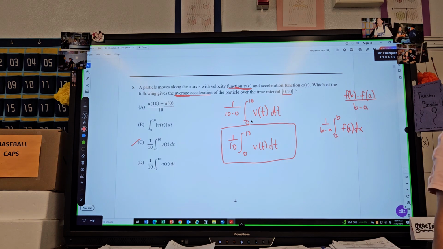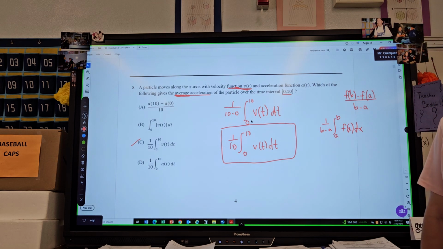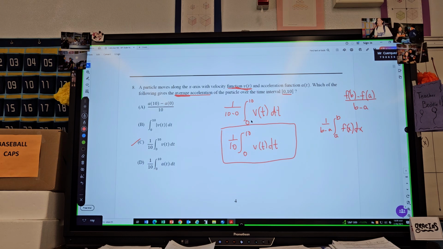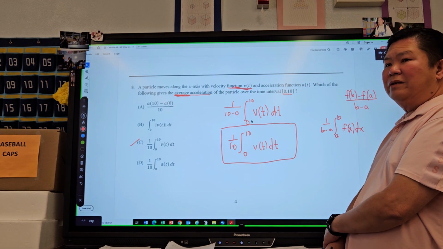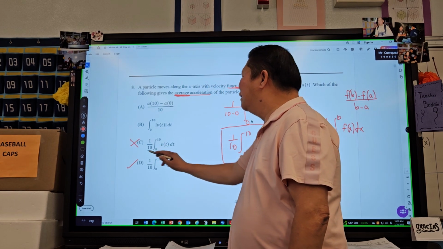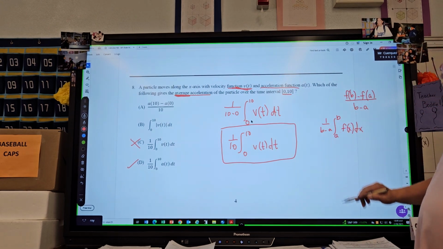Okay? Any question? Are you sure? C? This is the velocity, and the acceleration function is a(t). Are we done? So, what will be our final answer? D. Letter D, because it says acceleration function.